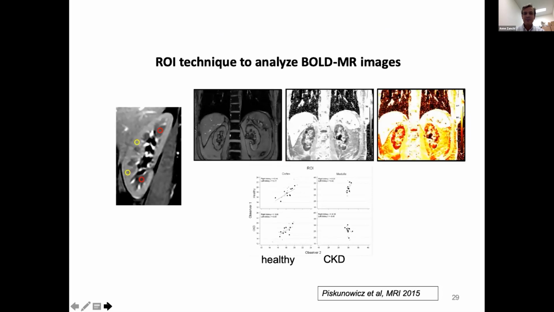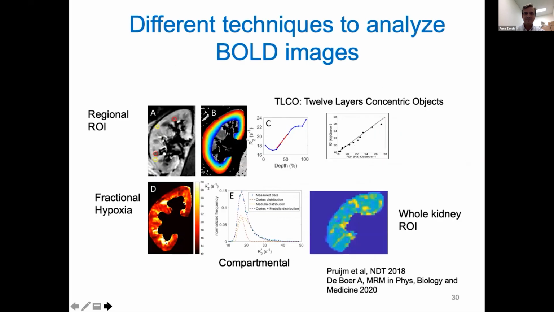And there we have a problem, because the classic placement of circles in the cortex and the medulla is difficult in patients with CKD that have corticomedullary dedifferentiation. And in fact, the reproducibility of this is very low if you take 2 observers, and you have to think of other ways to analyze your images in CKD patients. Next one. And there are different ways. Under B, you see a method we developed in Lausanne.